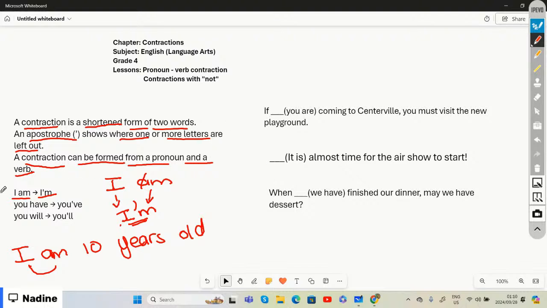And then if we look at the next one, you have. We need to shorten that, you have. And that is why I'm saying a lot of you have used the shortened forms or the contractions in your writing or even in the way you speak. But it's just that maybe you didn't know the word contraction.